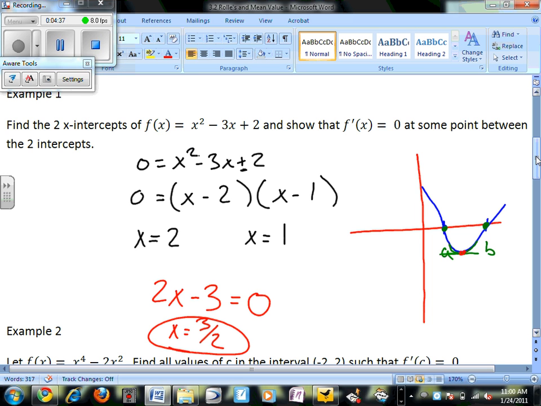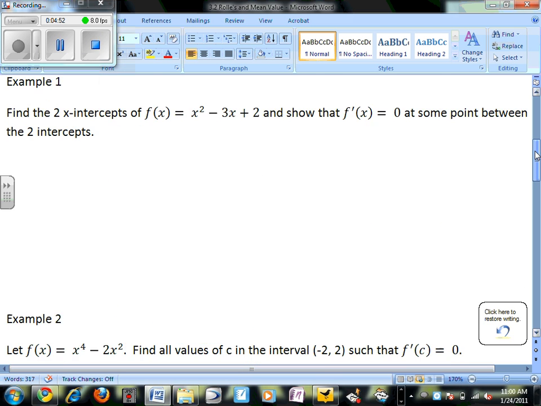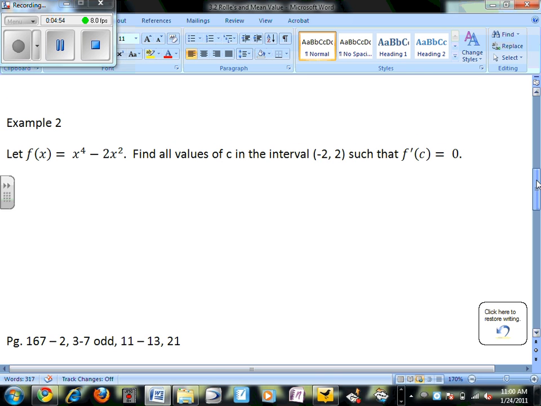3/2. So at x equal to 3/2, we're going to have a point there. Whatever the y is, we can figure out the y by plugging it back in, but we know that at x equal to 3/2, that graph is going to change directions and head up back towards 0. All right? The slope of the tangent line is also 0.